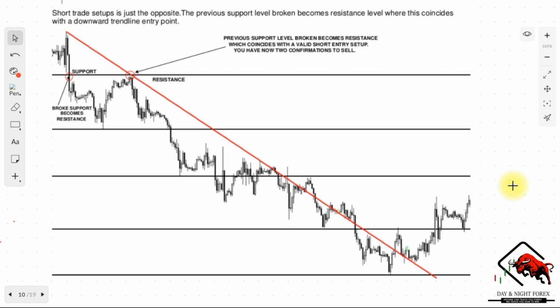Okay, and then obviously in the opposite market, in a downtrend market, it's going to be the exact opposite of what we've been going through right now. So the previous support level broken becomes a resistance level instead of a support level, right? It's the other way around, where this coincides with the downtrend line. Remember, our downtrend line is now acting as resistance, preventing the price from breaking up to the upside, right? This is basically what we mean by resistance.